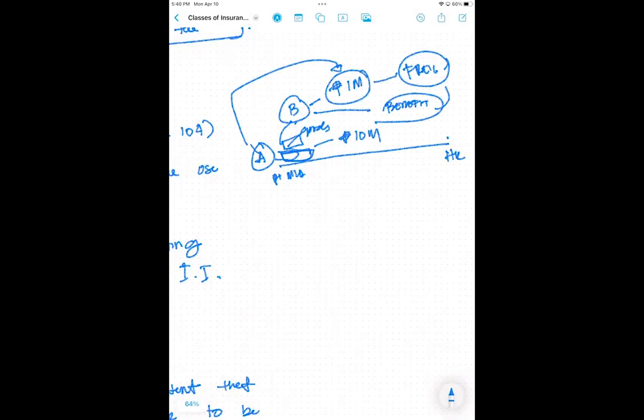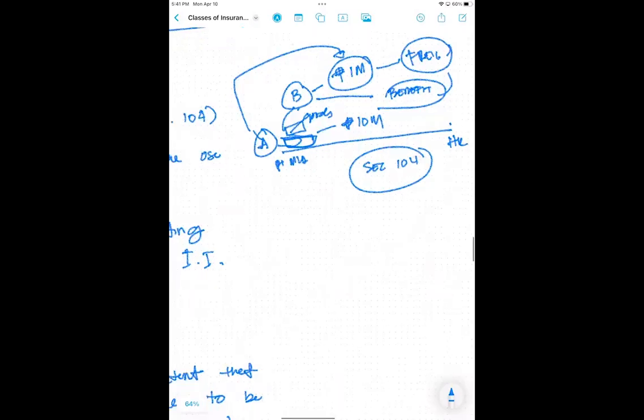considered freightage. Why? Because if you look at section 104, it talks about benefit, either from the ship or the goods. So kasama yung goods dun sa freightage, and if there are expected benefits from the shipment of the goods, then it can be covered by an insurance policy also.